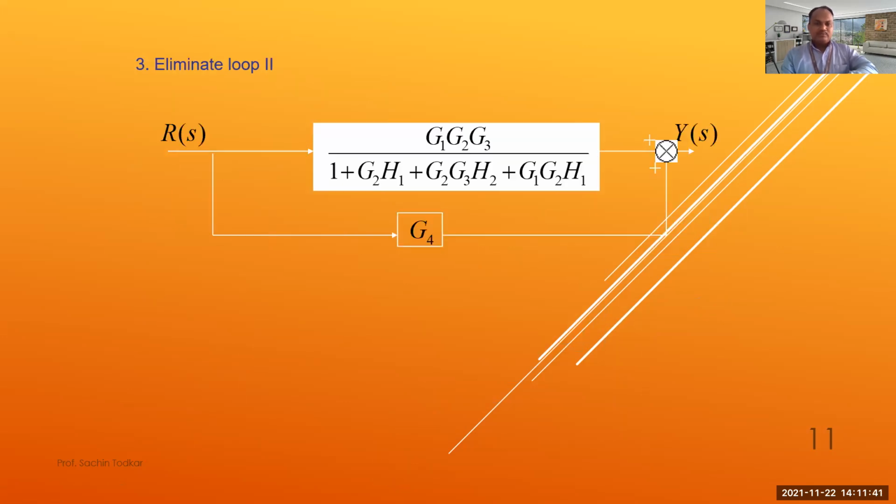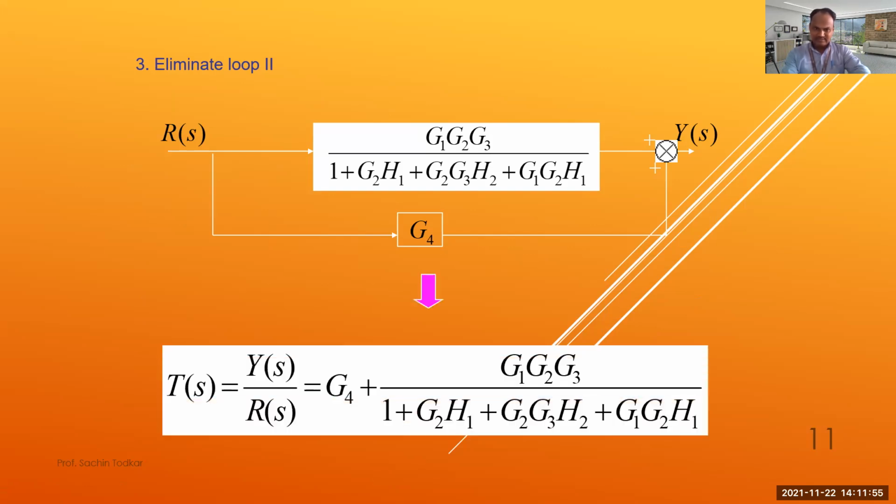So this will be G1 G2 G3 divided by 1 plus G2 H1 plus G2 G3 H2 plus G1 G2 H1, and this G4 will be in the feed forward path, so it will get directly added here, G4 plus the term which is in this box. The same term will come here as it is.